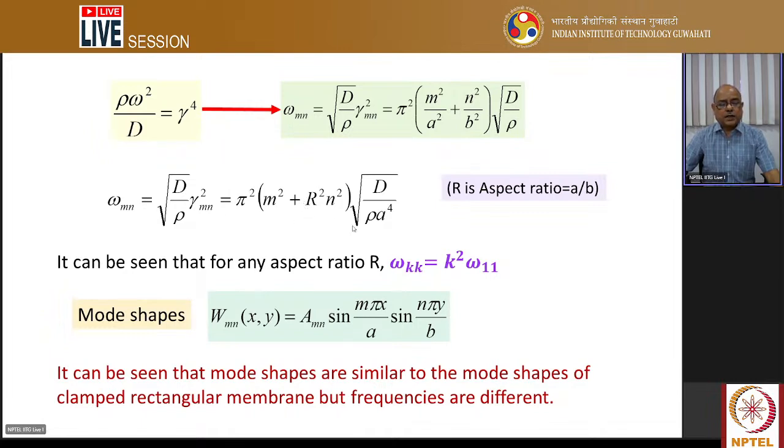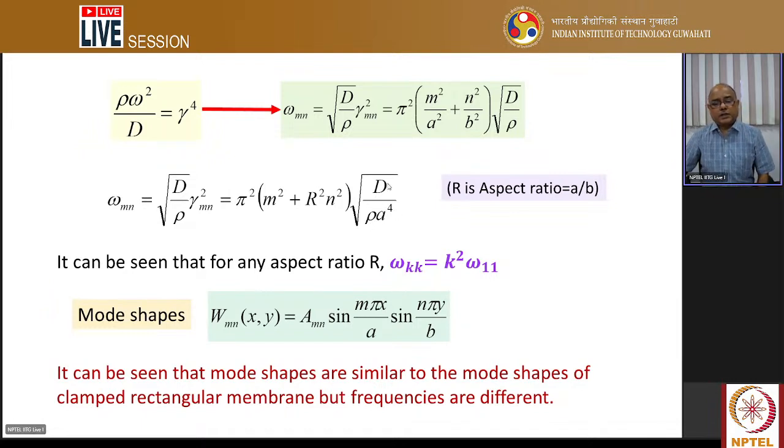So you can see the natural frequency is pi square into m square plus r square n square, then root over this quantity, where rho a to the power 4 is for this plate. Here a is the length of the plate, and rho is the mass per unit area, where D is the flexural rigidity.